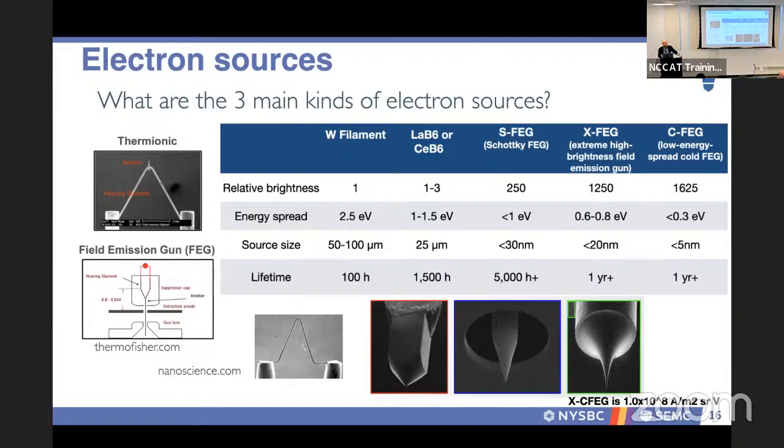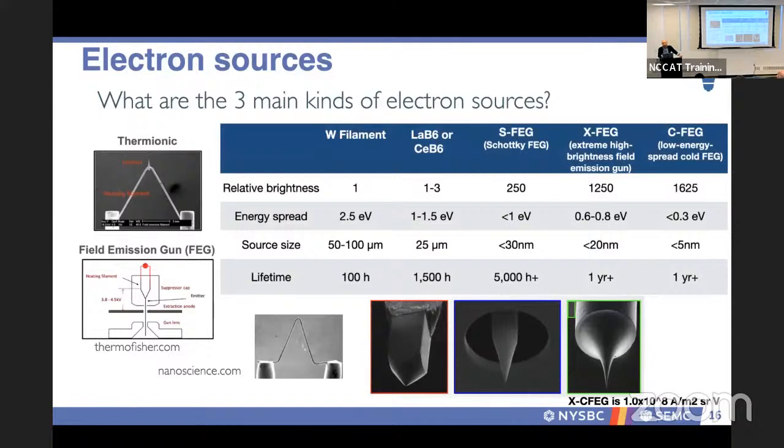in the sense that you heat it up a little bit to lower the work function and you can extract electrons. An XFEG, that's a Thermo Fisher term, that's an extremely high brightness field emission gun. And then there's something known as a CFEG or an ECFEG. It's a low spread cold FEG. And if you think about a tungsten filament and you set whatever that brightness at a level of 1, a lanthanum hexaboride source can be up to 3 times brighter, and SFEG 250 times brighter, etc.